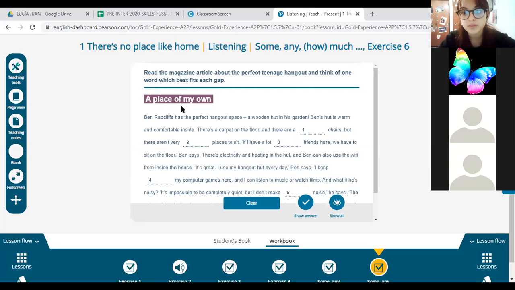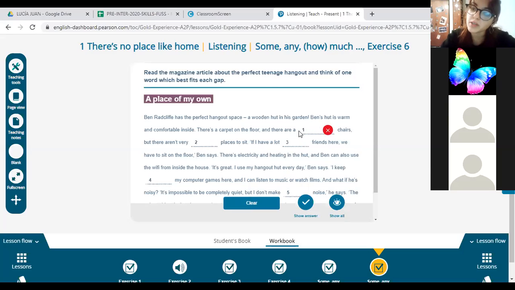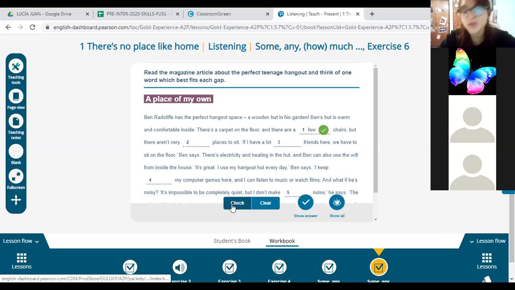A lot of or a few? You think there are a lot of or a few? A lot of. Some. But we have a... A little. If it's not a lot of and we have a, what else can we use? A few. A few chairs.